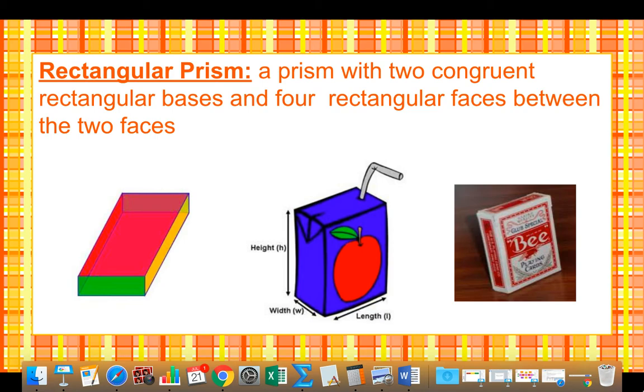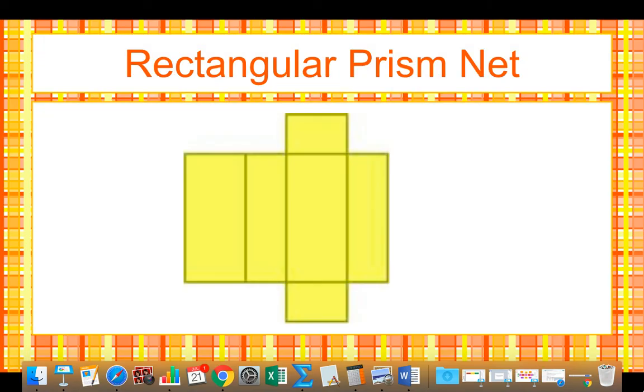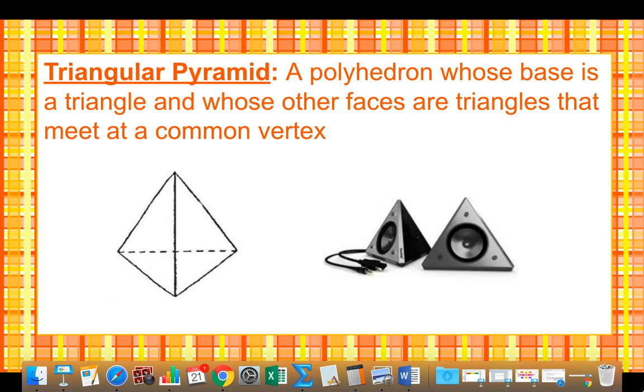Rectangular prism is such a familiar object. We have these all over our houses, our classrooms. So a rectangular prism has 2 congruent rectangular bases, and then there'll be 4 rectangular faces between those. And here's an example of a rectangular prism net. You can see where the 2 bases would be, and then if we folded the other faces around that, it would form our rectangular prism.